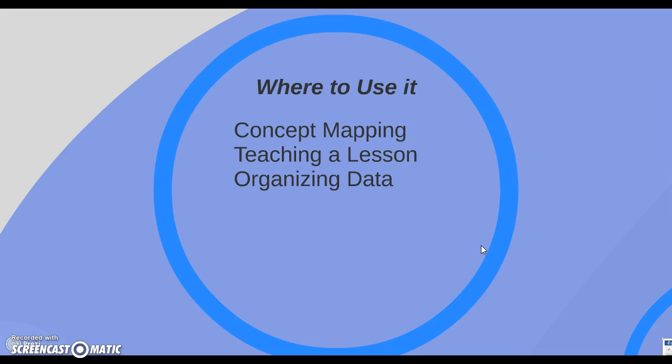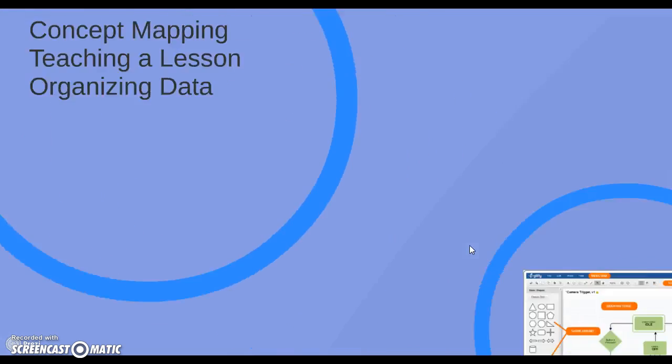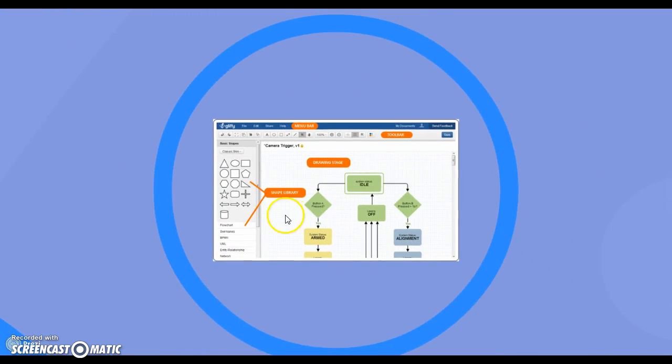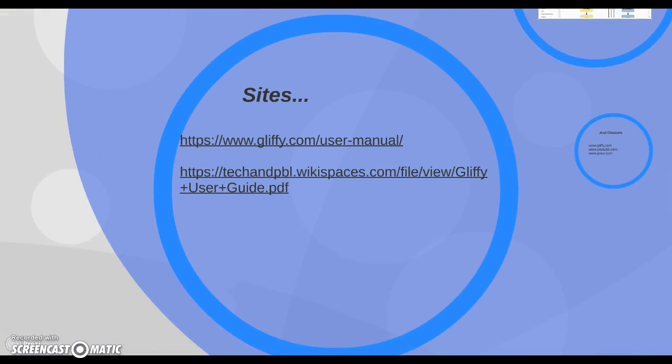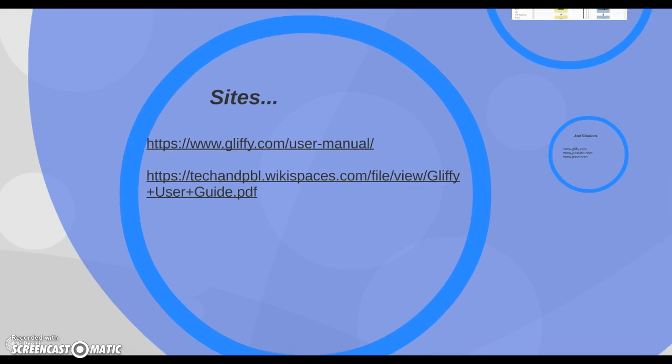And because you can actually share it with other people, it can also be used for group projects for students if they need to do any sort of projects for you as well. Now, again, this is just a picture, a simple sample, and you can see where the symbols are on the left. You can drag them over, as the video said. These sites over here are actually the user manual from the Gliffy site, as well as another Wikipedia-type user guide for it.